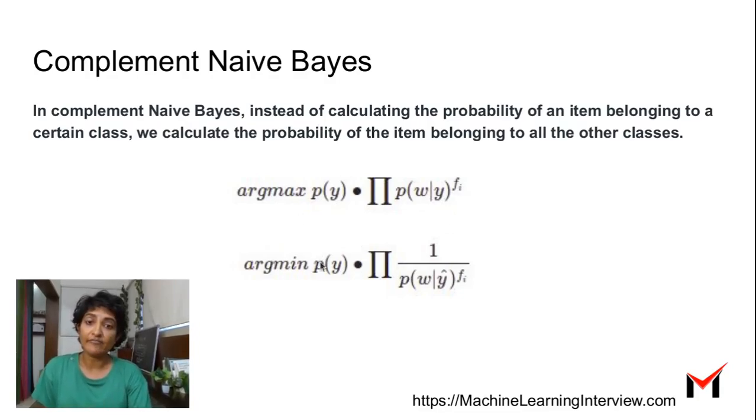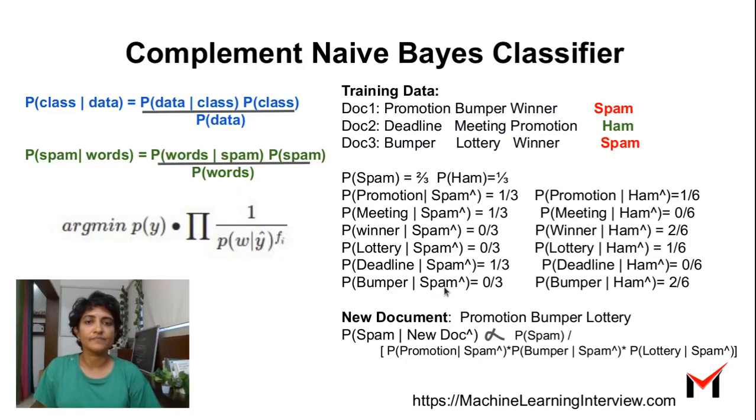So in complement naive Bayes, we take the probability of the class but multiply it with the reciprocal of the probability of words given the class complement. Let's see what that means. So if we just take the simple spam classification example once again, we can compute the probability of promotion given spam complement as follows.